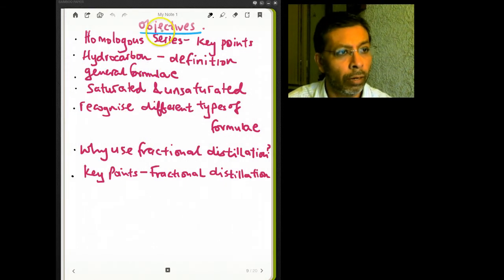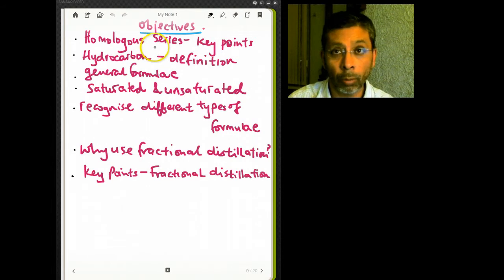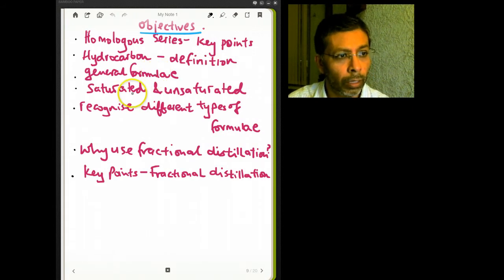Objectives. First of all, we should know what the key points are for a homologous series, what a hydrocarbon is, and the general formulae of a couple of organic compounds, alkanes and alkenes. Look at what saturated and unsaturated mean and see a couple of examples, and recognize different types of formulae.